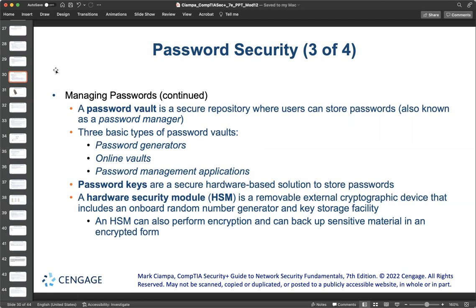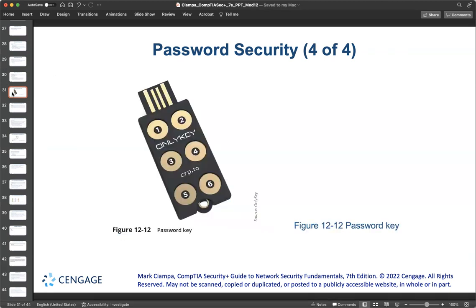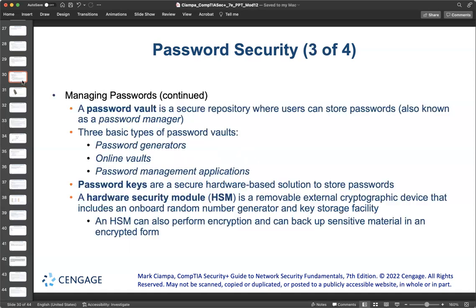Basic types of password vaults. We have the password generators, online vaults, or password management applications, which we just discussed. Password keys are a secure hardware-based solution to store the password. These are just hardware, right? Like, look at this. This is a good example of a password key. This one holds 6 different passwords, and you can just connect it. Whenever you need to drop a password into any application or authentication page, you can just press the key here, and the password is going to be posted, right?